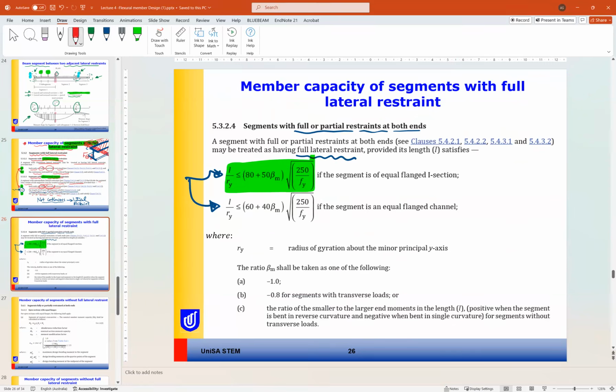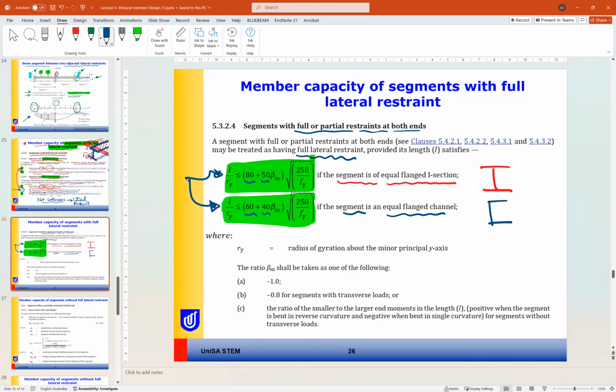So this is for the case of a segment of equal flange I section. So if we have an equal flange I section, use this formula. Another formula, but with different parameters here, 60, 80, 50, 40 for equal flanged channel. So if it is an I-beam, use the first one. If it is a channel, use the second one. Where Ry is the radius of gyration about the minor principal axis Y.